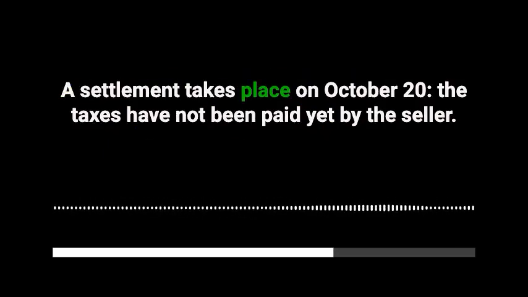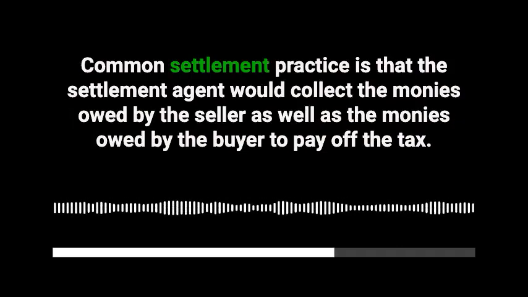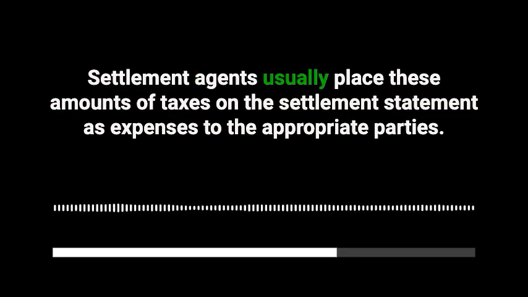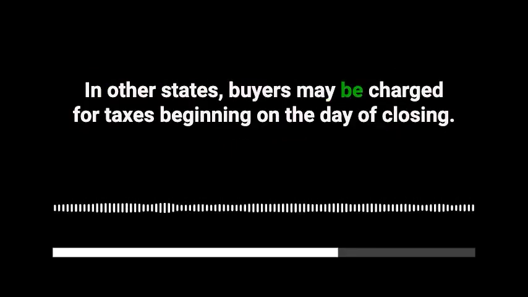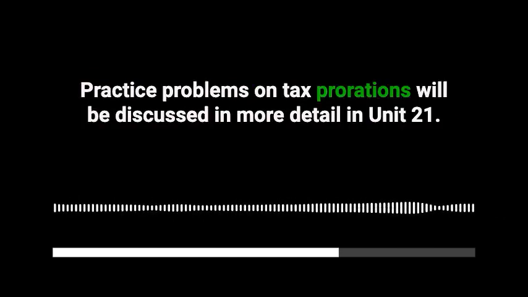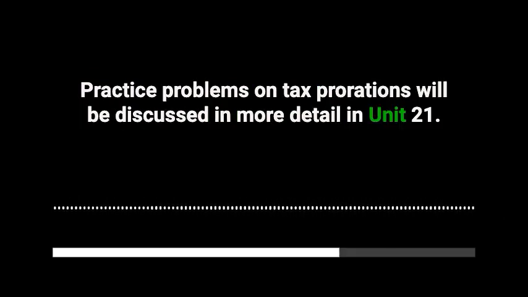A settlement takes place on October 20th. The taxes have not been paid yet by the seller. Common settlement practice is that the settlement agent would collect the monies owed by the seller as well as the monies owed by the buyer to pay off the tax. The seller would be debited for 285 days and the buyer would be debited for 75 days. Settlement agents usually place these amounts of taxes on the settlement statement as expenses to the appropriate parties. In other states, buyers may be charged for taxes beginning on the day of closing. Practice problems on tax prorations will be discussed in more detail in Unit 21.